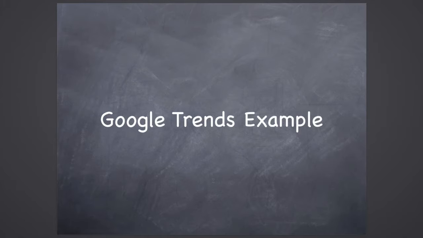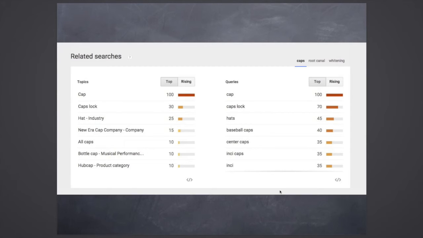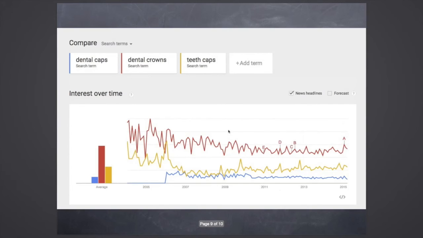So let's look at an example with Google Trends. And again, we're back to the dentist example. So maybe I'm thinking, which of these do people search for more? What do I want to write more blog posts on? So I would put in terms like caps, root canal, whitening. And you see in this chart, the traffic looks to be much higher for caps, which is in blue. But if we look down at the bottom of the page, we see that it looks actually like other caps, not the kind of caps that we're talking about for a dentist. And so we would probably want to keep playing with it and try some different related terms to find what is the right term that people are using for this.